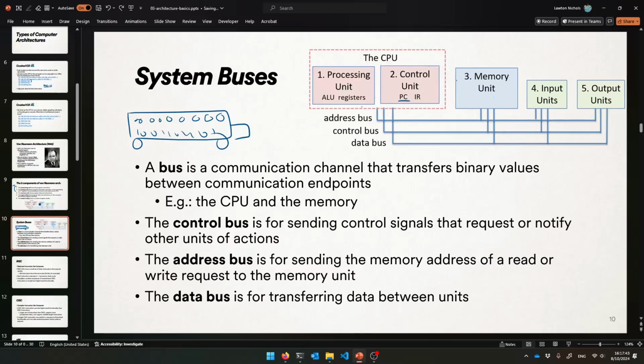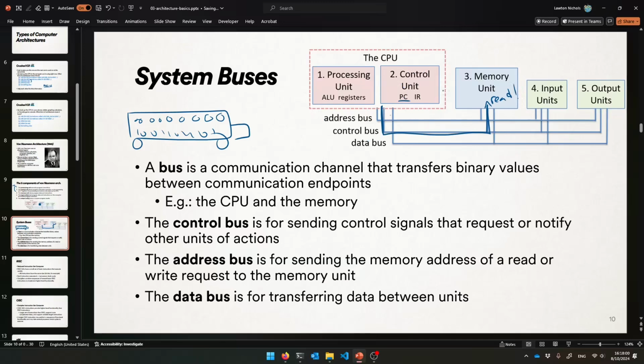And so along the control bus, it's saying, all right, I would like the memory unit to get ready. I'm about to ask you for an address that I'd like you to read, because you could also write to memory, right? So along the control bus, you're sending that from the control unit to the memory unit.